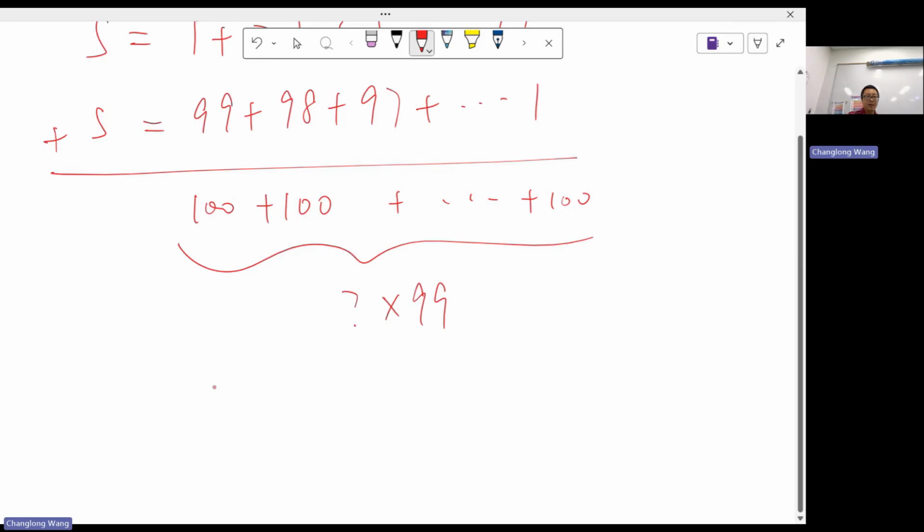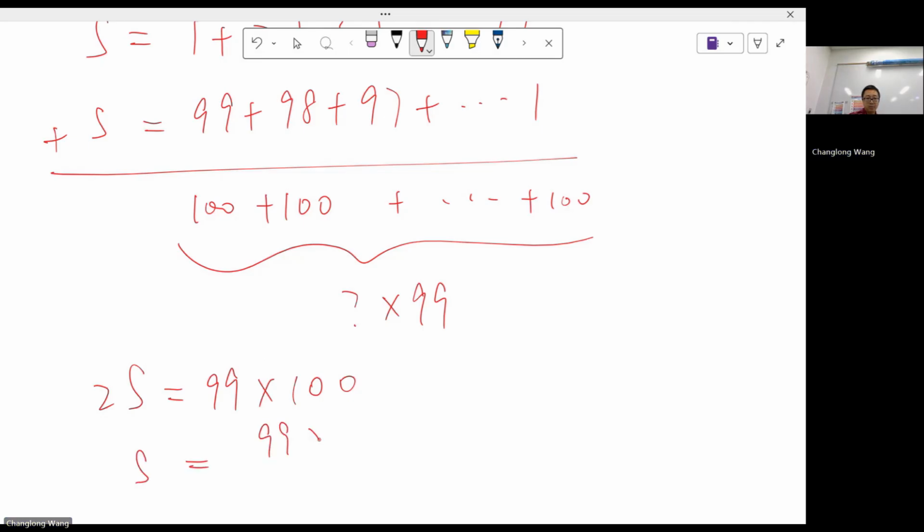Okay, so now we're getting 99 times 100. Is that the sum we want in the first place? Almost, not quite exactly, since it's twice as much as what you want. So now all you have to do is divide out the 2. And you get, what is that, 4950.